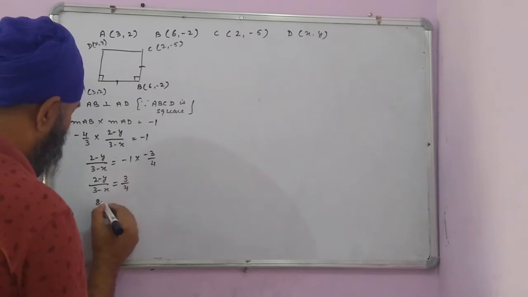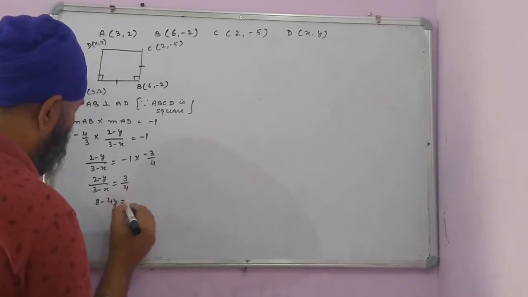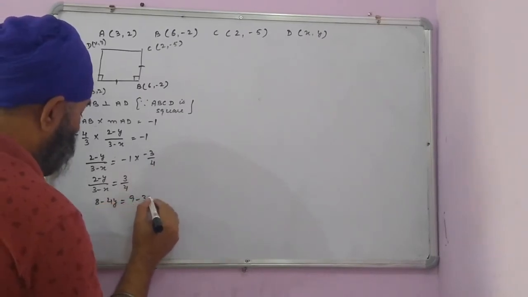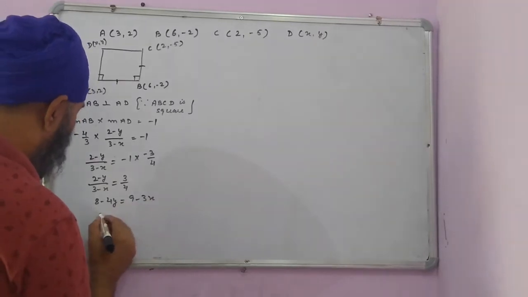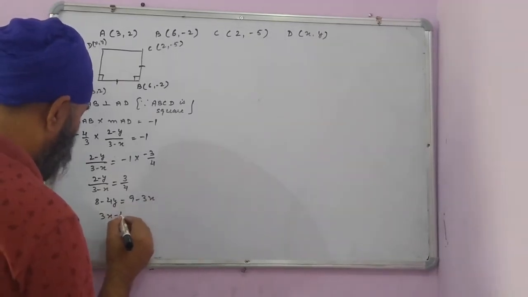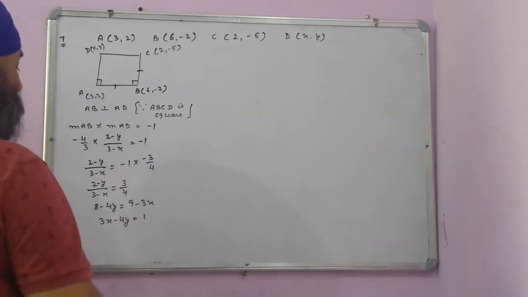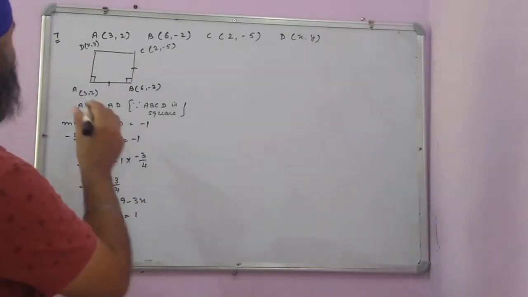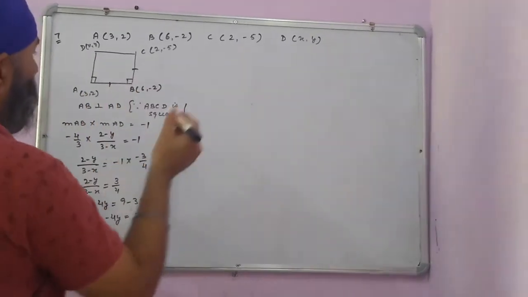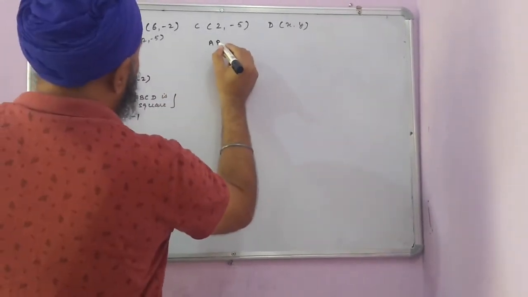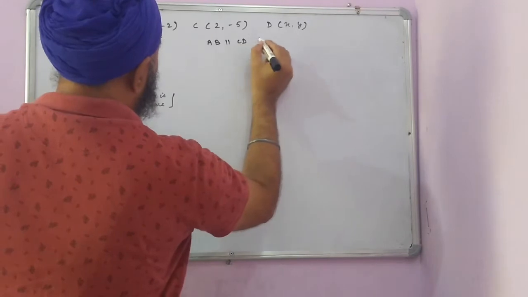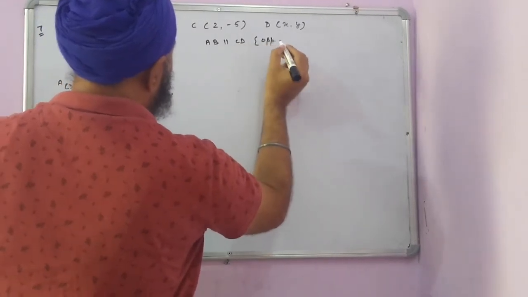Then we cross multiply: 8 minus 4y is equal to 9 minus 3x. So 3x minus 4y is equal to 1. This is equation number 1. Now it is clear AB will be parallel to CD. AB is parallel to CD, opposite sides of a square.